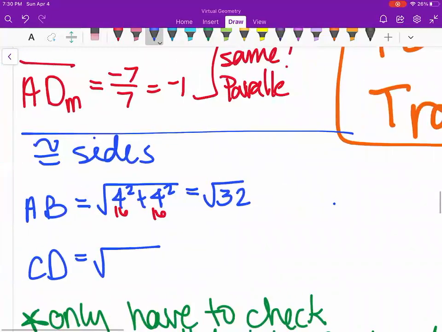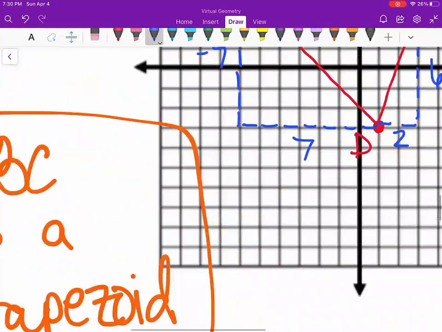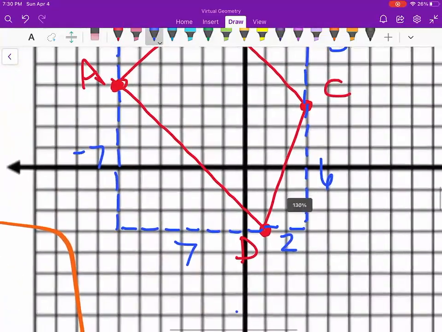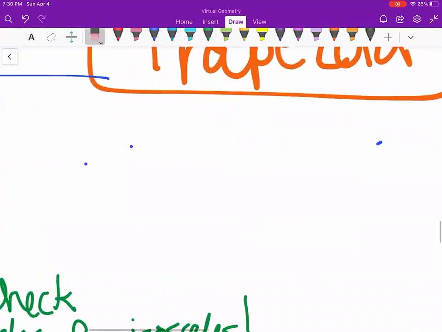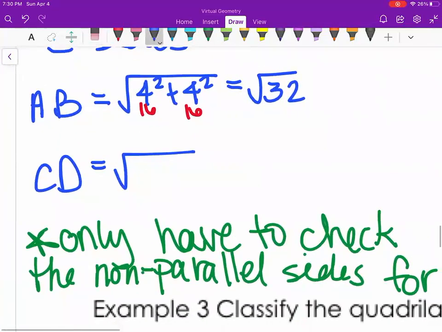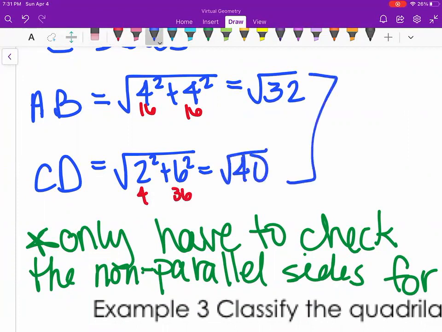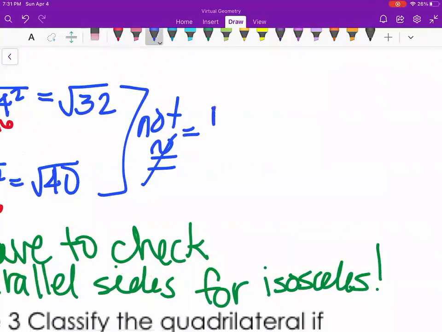And now we're going to check C to D, which is our 2 and 6. So 2 squared plus 6 squared. So this time that's a 4 and a 36, which is the square root of 40. They are not congruent, not isosceles. So all I can do is call it a trapezoid.